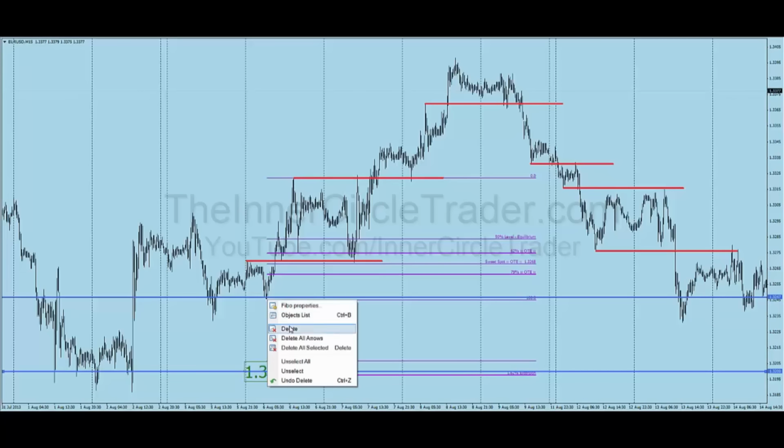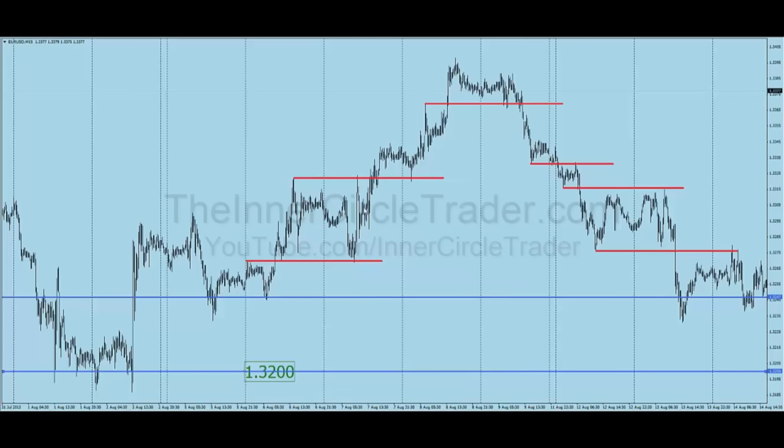Let's take our fib that we had drawn here off. Price rallies through it and comes back and does what? Finds an inversion level. This resistance broken, the role is inverted. Boom, it becomes what? Now support.